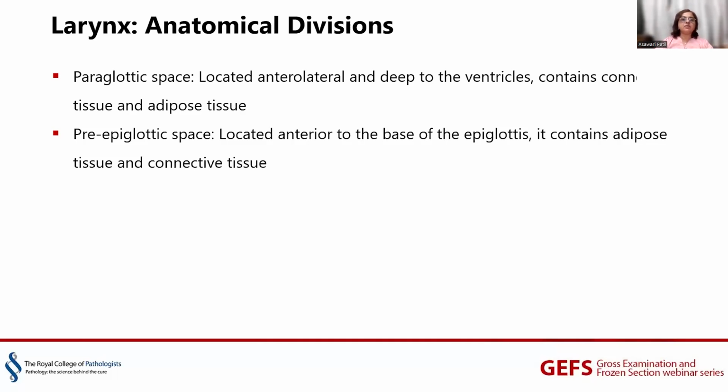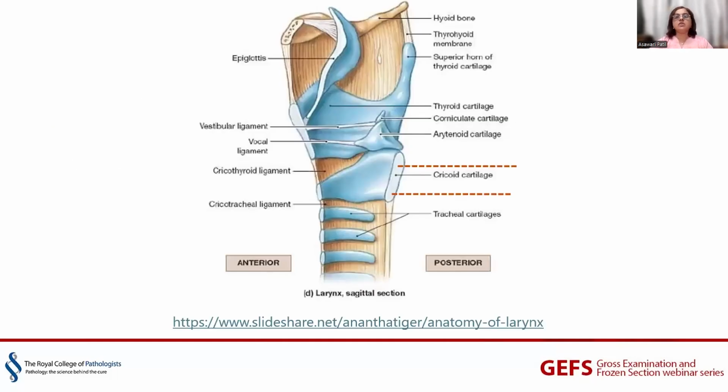Now, why is it important? Because we have to sample all these spaces. With tumor, the paraglottic space is always sampled. Pre-epiglottic fat, we have to sample separately because we need to know whether it is involved by tumor or not. So let's look at this larynx.